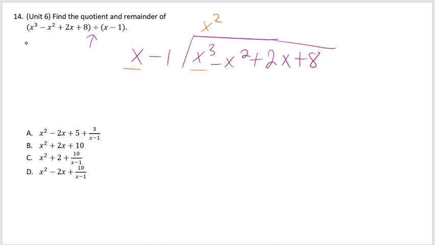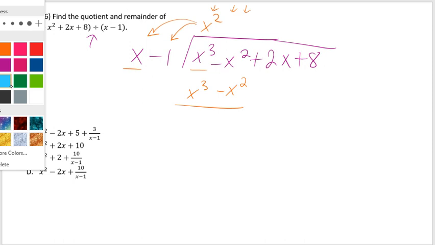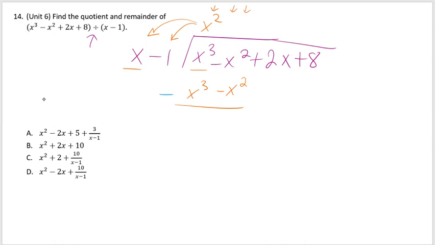So x times x to the second power, we now multiply our answers that we're placing up here. We're multiplying them with whatever we are dividing by. So we're going to multiply times x, so that's x to the third power, and then times negative 1, so that's negative x squared. And then now we're going to subtract. So we're going to subtract these two terms from what we have. So x to the third minus x to the third, that cancels, and that leaves you with 0.